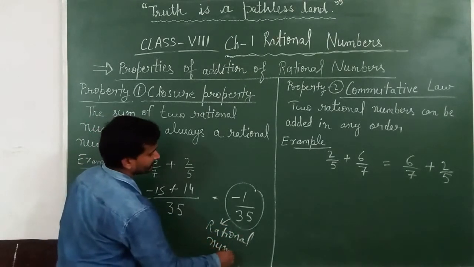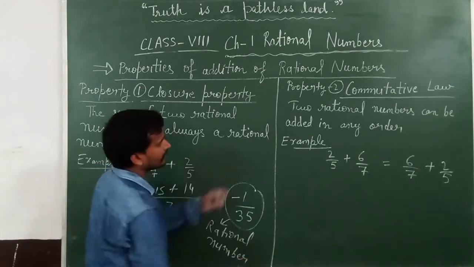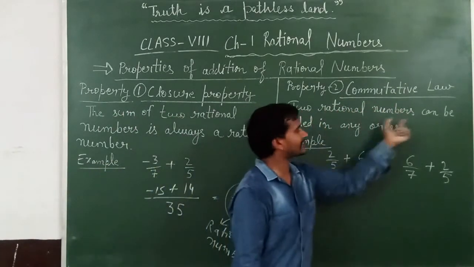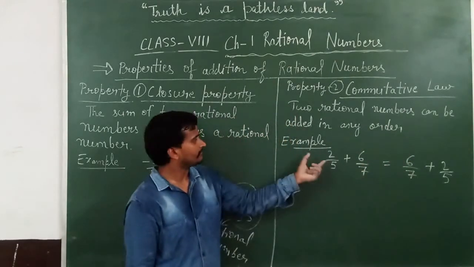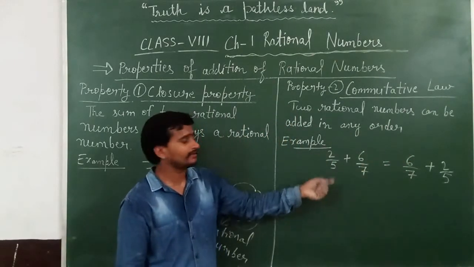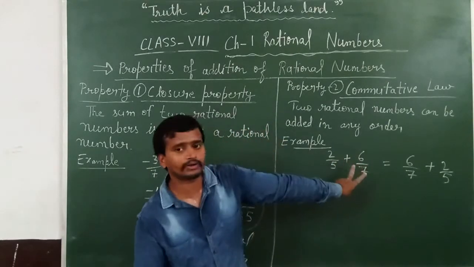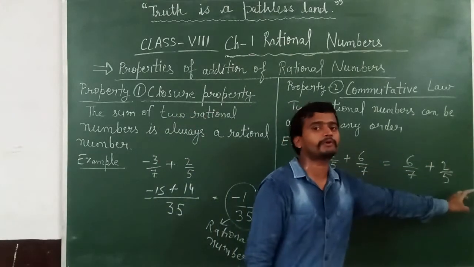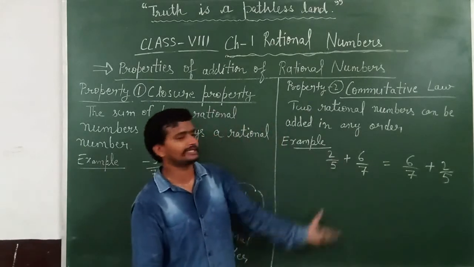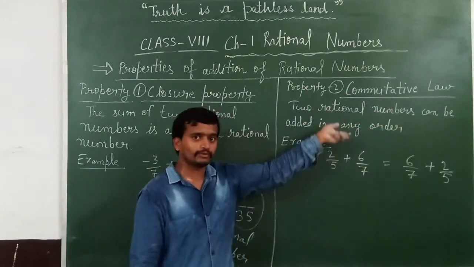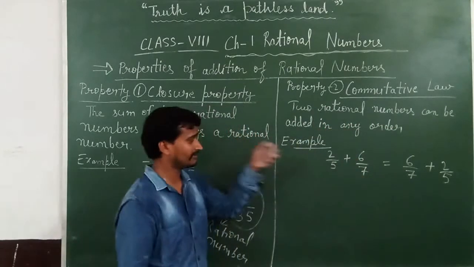Next one is commutative law. Two rational numbers can be added in any order. For example, if we add 2 upon 5 and 6 upon 7, then if we reverse the order, 6 upon 7 plus 2 upon 5, there will be no change in the answer. This is commutative law, and rational numbers follow the commutative law.